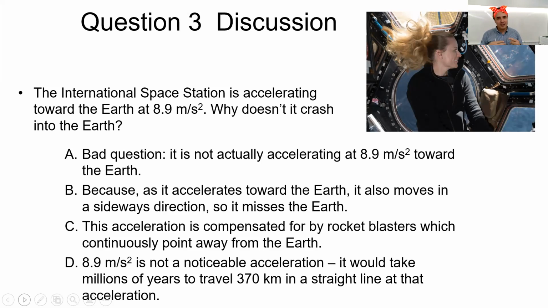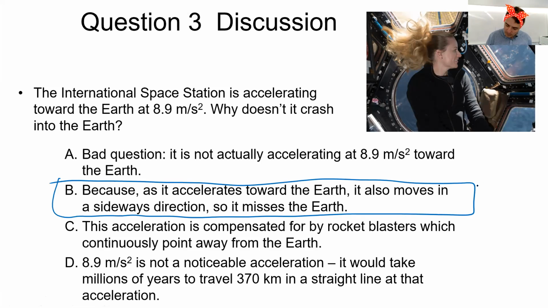Is it A, it's not actually accelerating at 8.9 meters per second squared towards the Earth? B, because as it accelerates towards the Earth, it's going sideways, and this is the circular path argument, actually. That's what I was looking for. Maybe the wording wasn't great. Maybe it should have said something about a circular path. It's accelerating because it's on a circular path.